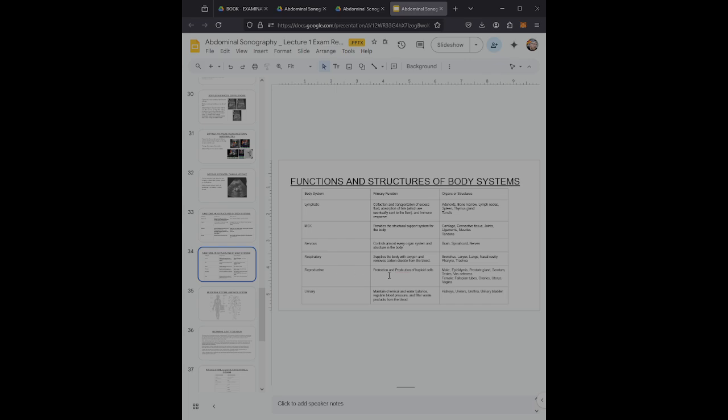The reproductive system is responsible for production and protection of haploid cells. In males, the epididymis, prostate gland, scrotum, testes, the vas deferens, and in females, the fallopian tubes, the ovaries, the uterus, and so forth. The urinary system maintains chemical and water balance, regulates blood pressure, and filters wastes. Organs and structures: kidneys, ureters, urethra, and the urinary bladder.